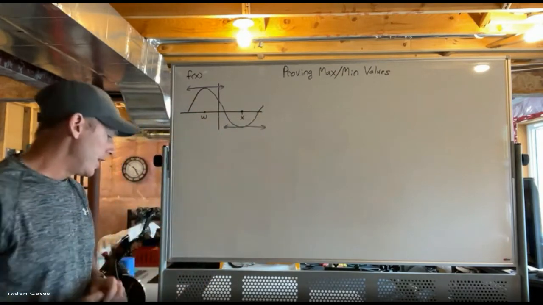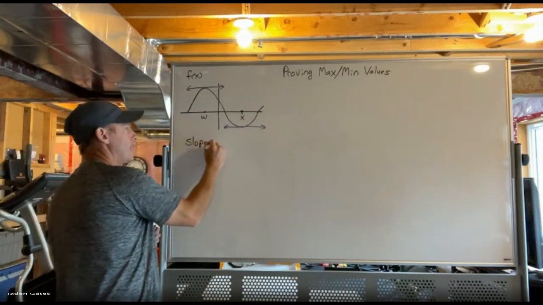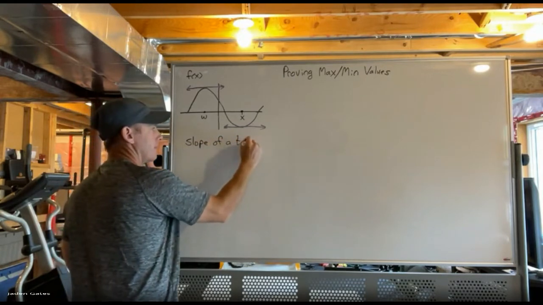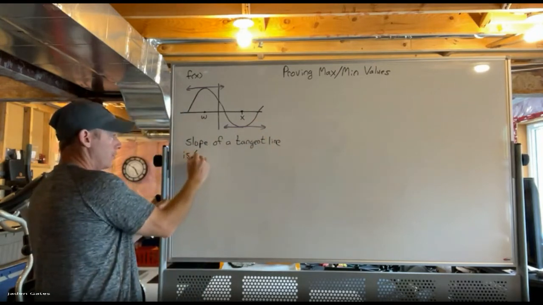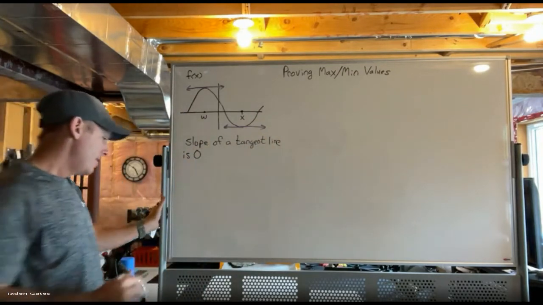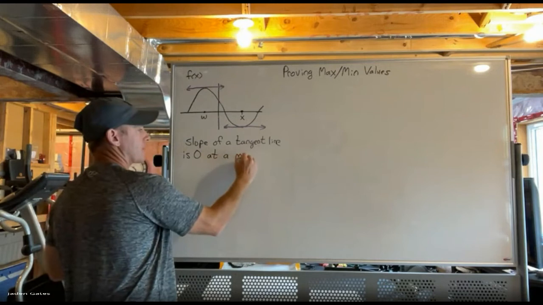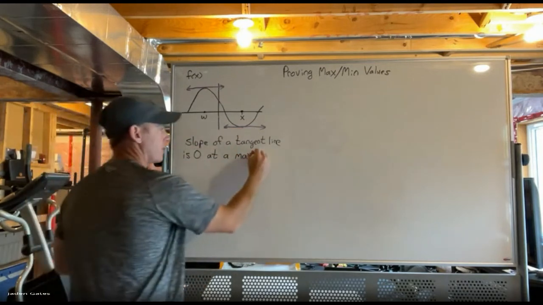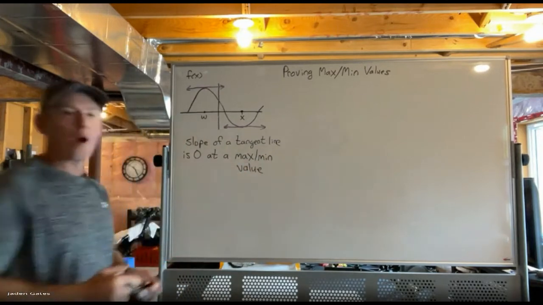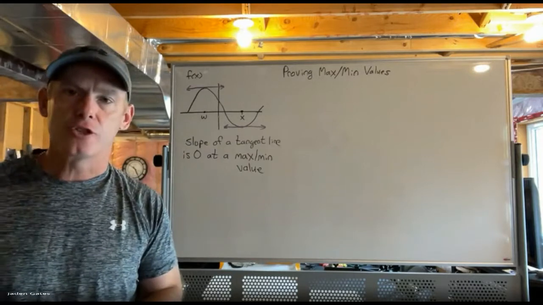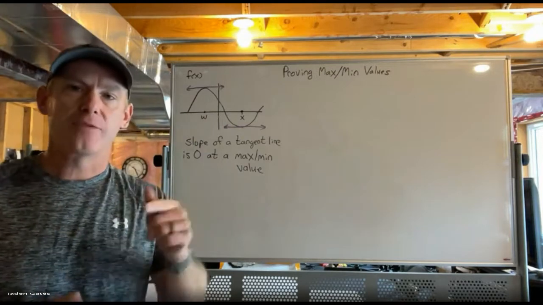The big thing here is that the slope of a tangent line is 0, which means it's flat. It's a horizontal line at a high point, which is a max, or a low point, which is our minimum value. So when you find the instantaneous rate of change and it is 0, that means that we have a max or min at that spot.